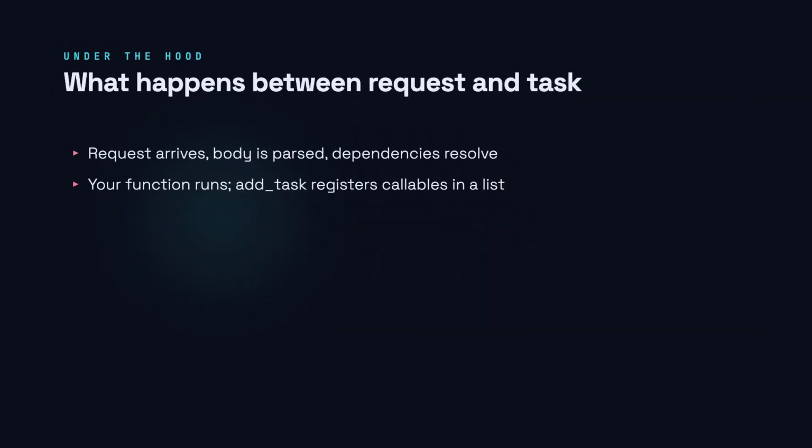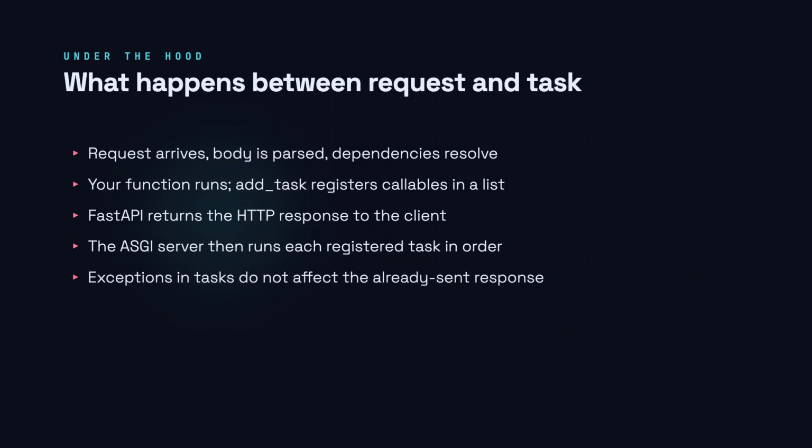Here is the full flow. The request comes in, FastAPI validates the body and resolves any dependencies, then your function runs. Every call to add_task appends a callable to an internal list. Nothing runs yet. Once your function returns, FastAPI serializes and sends the HTTP response. Only then does the ASGI server, Uvicorn or Hypercorn, iterate that list and call each task in sequence. Because the response is already gone, any exception raised inside a task cannot change what the client received, so you need your own error handling inside those task functions.